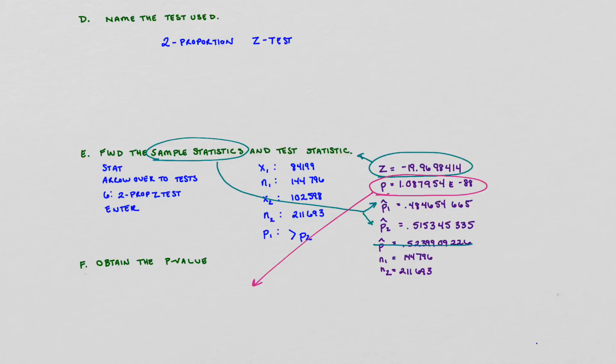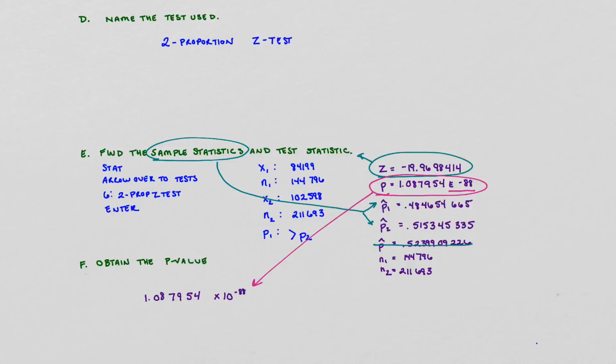So what I want you to note here is that your calculator is going to have a part of the number be e raised to the negative 88. So to be clear, this is the calculator's way of doing scientific notation. So this is actually saying 1.087954 times 10 to the negative 88.